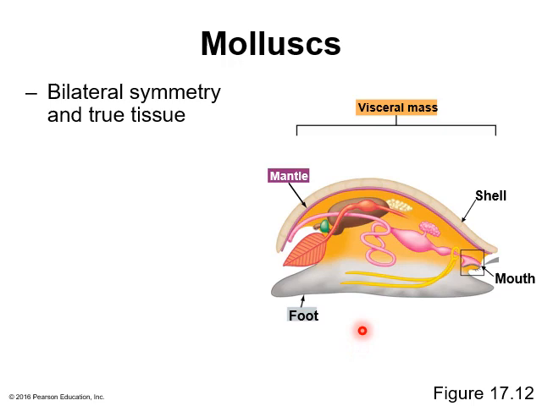So all of the other animals that we're going to talk about for the rest of this chapter are similar to us. They have a left and a right side, and they have true tissues.